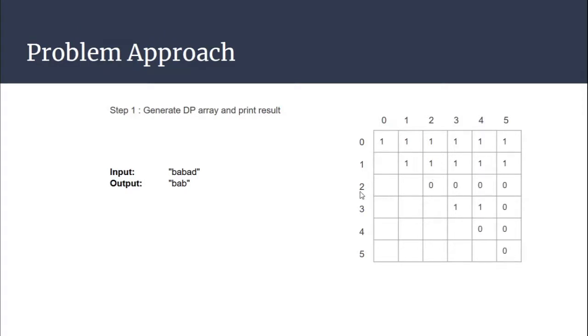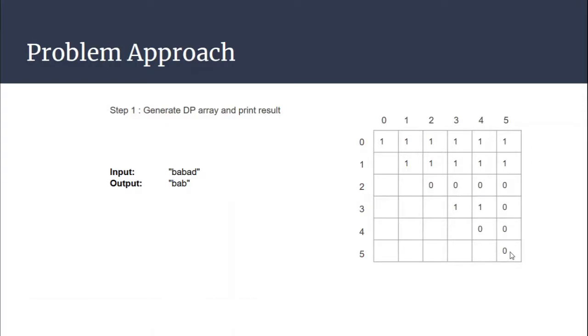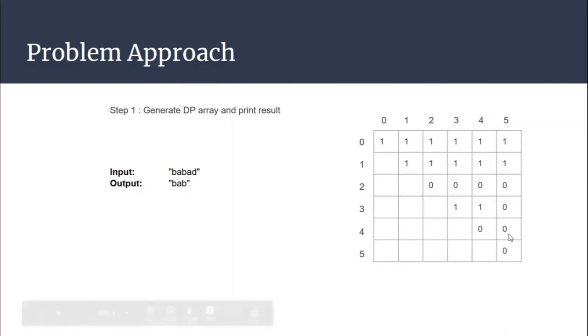Now since there is no length 2 substring in the input string which is a palindrome, the whole row 2 is 0. You see, BA, AB, BA, AD, there is no length 2 substring which is a palindrome, that is why all of these are 0. This is just a simple implementation of the longest palindromic substring approach that we studied in lecture 13. You can see in row 5 we have 0, which means there is no length 5 substring which is a palindrome. In row 4 we have 0, which means again there is no substring of length 4 which is a palindrome.